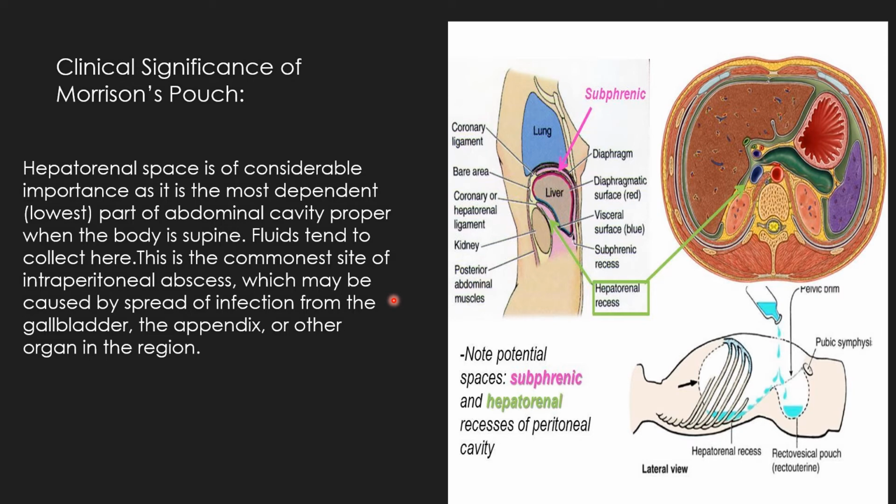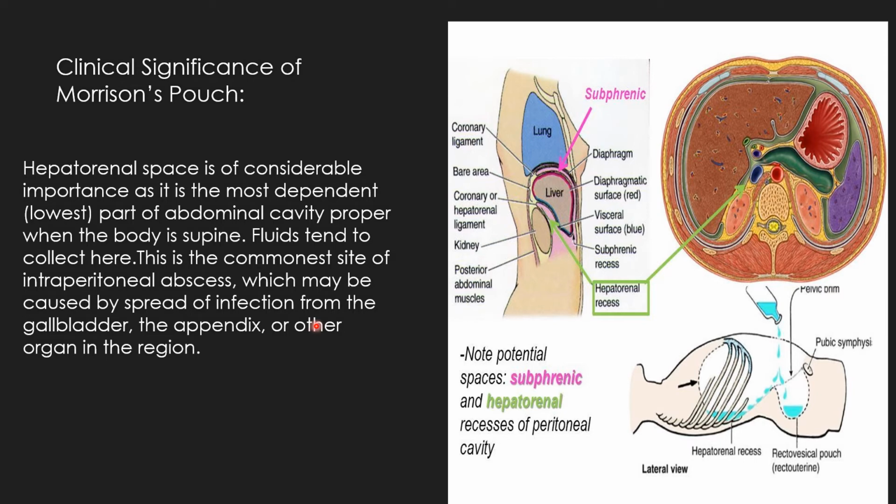But in case of any pathology, like inflammatory fluid running in the peritoneal cavity, this space can open up, and it is usually the most dependent part of the peritoneal cavity when the person is in supine position. So this is the supine position, and in this position the most dependent part, that is the lowest part of the peritoneal cavity, will be the hepatorenal recess or Morrison's pouch.